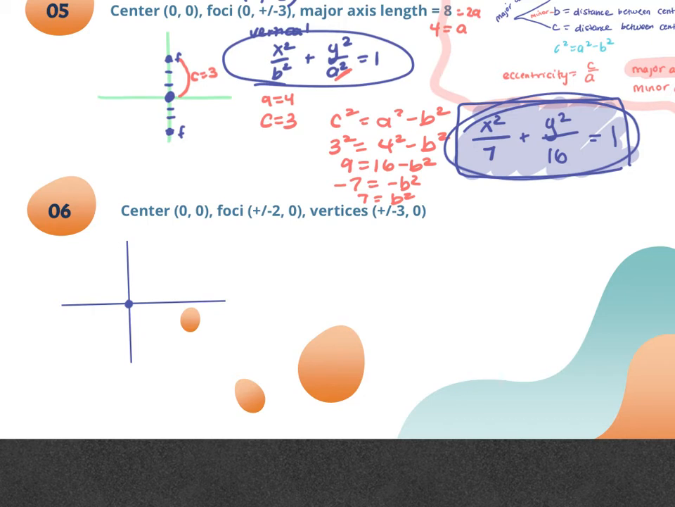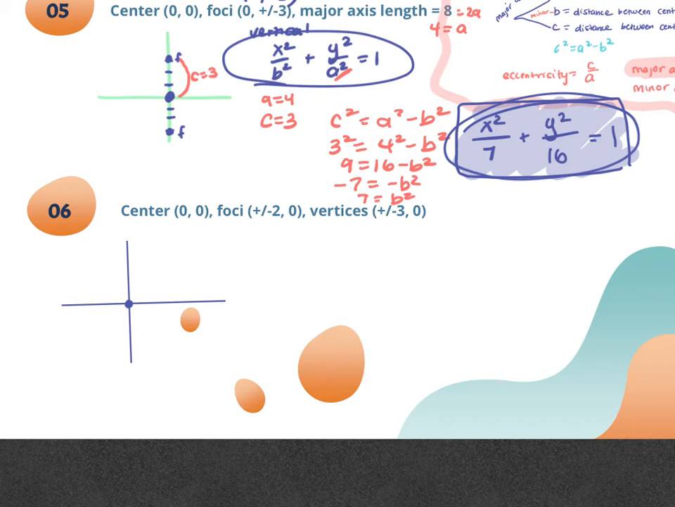Actually, I just realized, how's that one vertical? Wouldn't it be horizontal? Which one? The one we just did. No, because the C is on the vertical. So the C is always on the major. C and A are on the same. I thought the vertices were on the. They would be. We didn't graph the vertices. The C, the focus, and the vertices are on the same. The co-vertices are on the other. Okay.